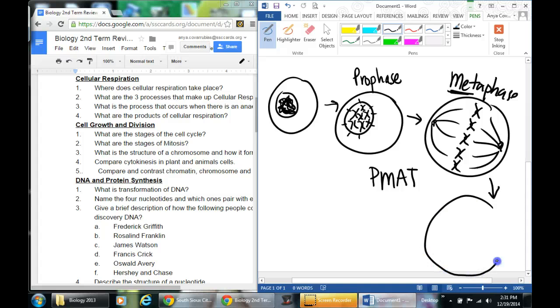Next is anaphase, and anaphase, I always say Anna is a homewrecker, and so she's going to divide the chromosomes. So these spindle fibers that I was just speaking of are going to take half chromosomes right here.